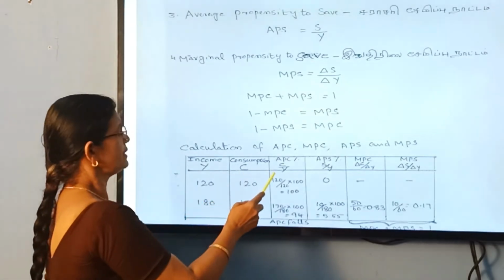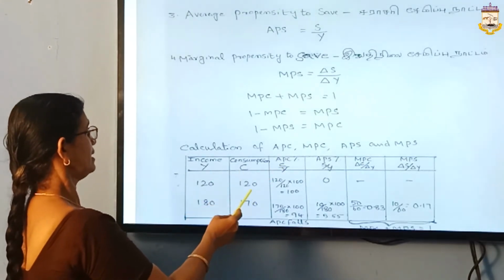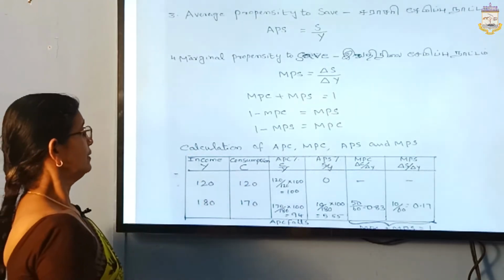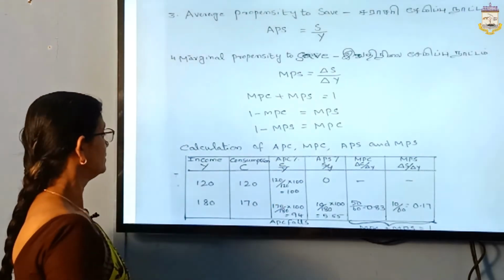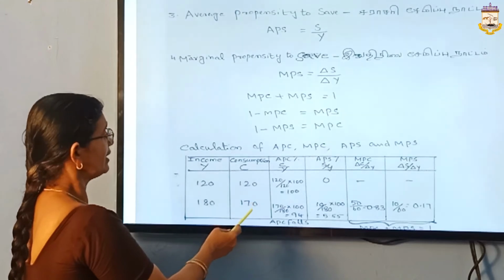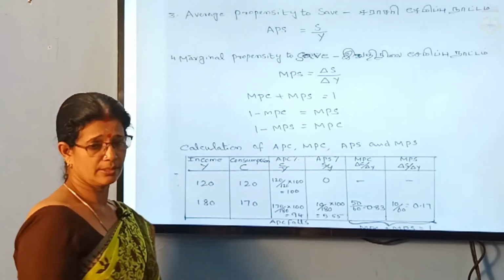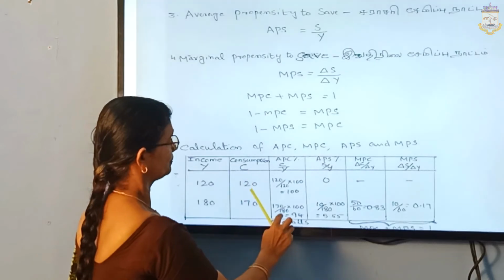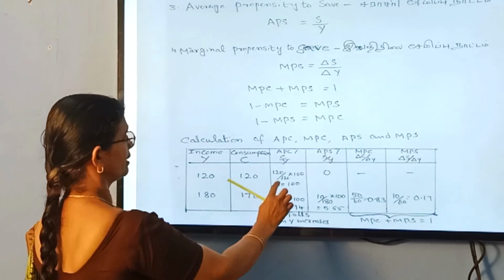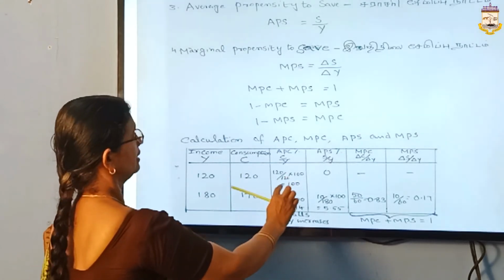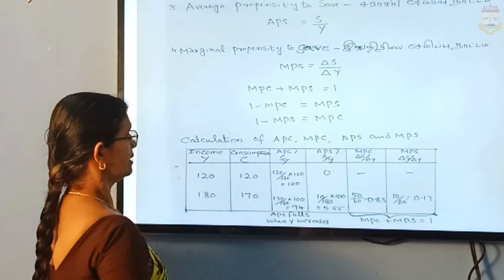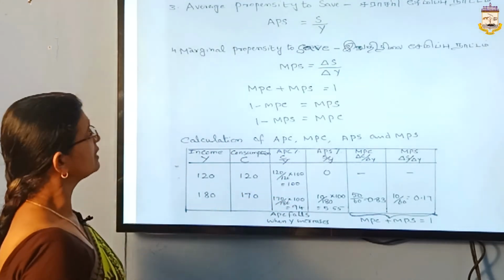So APC is C by Y. What is C? 120 by 120 into 100, that is equal to 100. Then here, what is APC? APC is C, 170 by 180 into 100, that is equal to 94. So here you understand APC falls when income increases, when Y increases. When income was 120, APC was 100, and now it falls when the income increases.